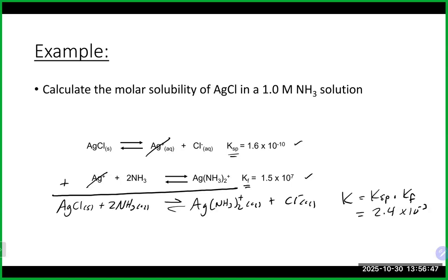Now, this problem is a little bit different than the other two we did. We are not looking for the silver concentration because it's gone at this point overall. We're actually looking for the molar solubility. So molar solubility should make you think more Ksp problem than Kf problem, right? So even though we have a Kf in there, we're actually going to do this as a Ksp type problem since we are looking for our molar solubility.